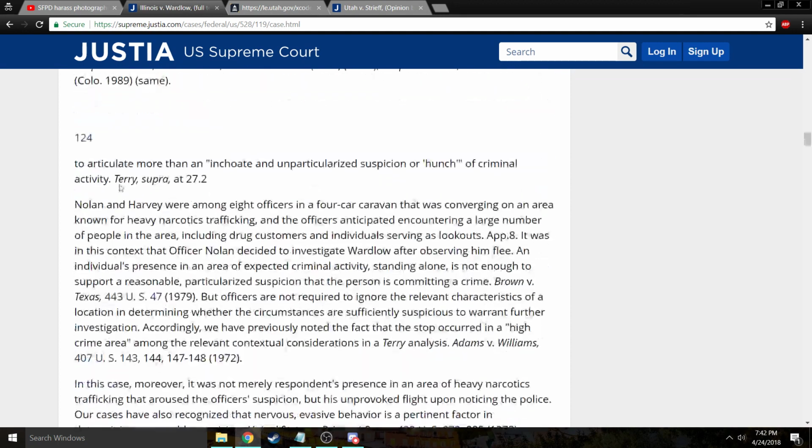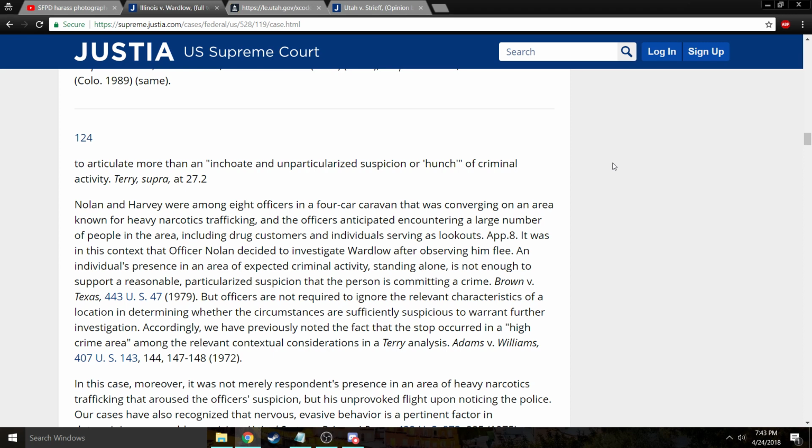The officer must be able to articulate more than an inchoate and unparticularized suspicion or hunch of criminal activity. And if you look at all these cases, they have a strong suspicion that what the person they were detaining was doing was actually criminal. So Terry was suspected of casing places to commit armed robbery. And obviously, if you're going to commit armed robbery, you're going to be armed. Bada boom, bada bing. It all made sense.